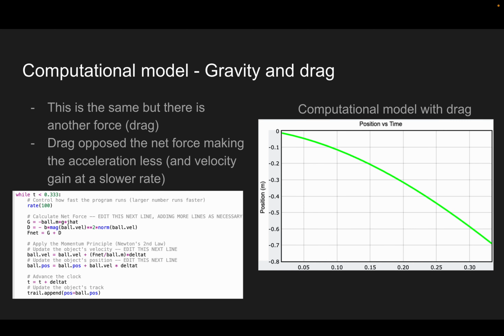And then this is the computational model for gravity and drag. Same thing, but I added the drag formula to it. And so add those together and you get your forces acting on it at a specific moment. Same velocity update, position update formula. And so the drag will make it accelerate slower, which in turn causes it to fall less over the same amount of time.